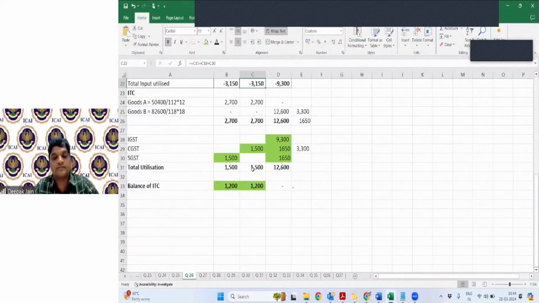Okay. How 1,200? The balance, right? ITC credit of 2,700, you have utilized 1,500. 2,700 minus 1,500 is 1,200.